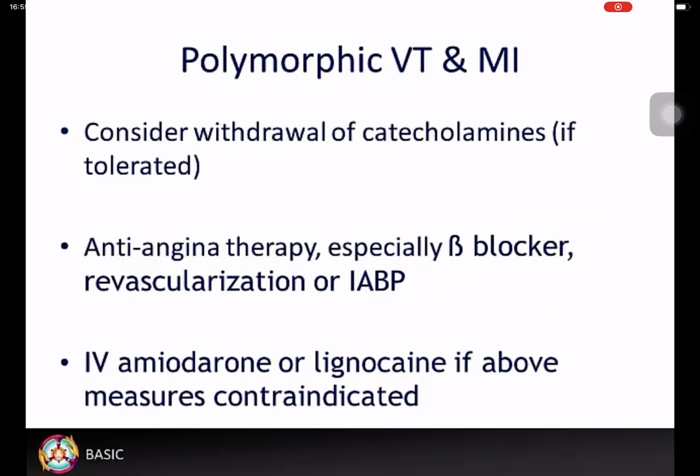If the QTc is not prolonged, polymorphic VT should be assumed to be due to myocardial ischemia. Catecholamines should be withdrawn if tolerated, and anti-anginal therapy given. Beta blockers, revascularization, and/or intra-aortic balloon pumping may be particularly useful. If these measures are contraindicated, amiodarone or lignocaine may be helpful.